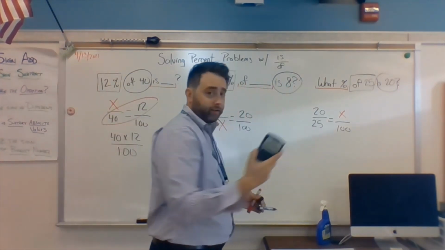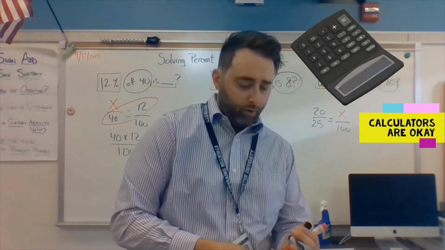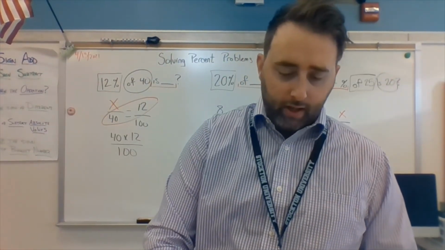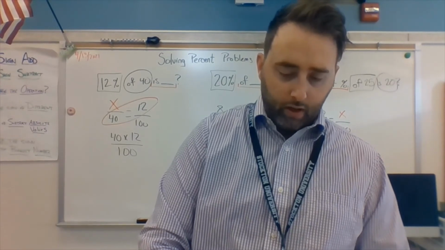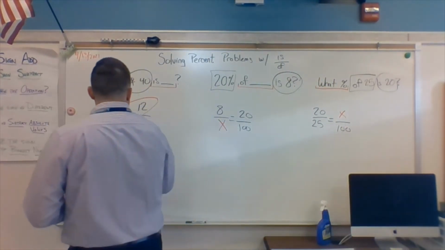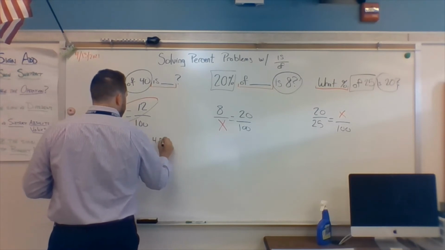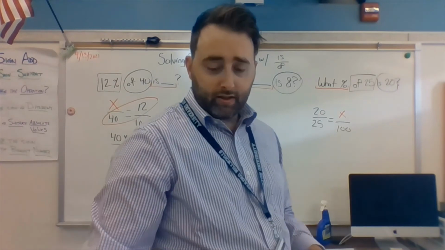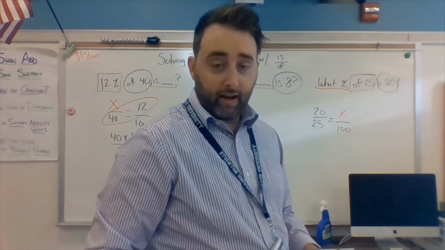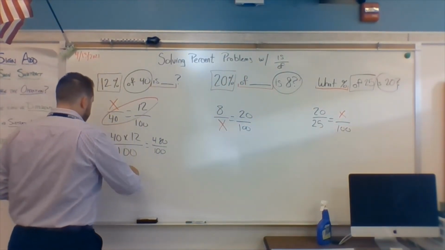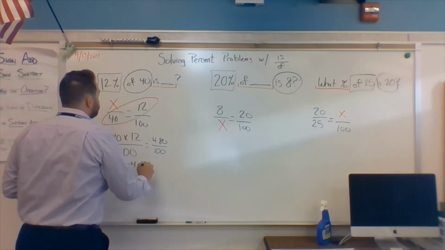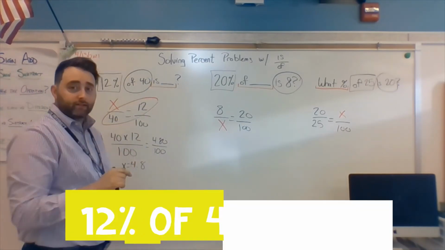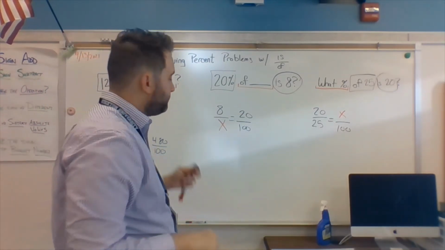I'm going to use my calculator. Yes, you're allowed to use calculator. We've progressed to that point in the math here where you're using calculators. Okay, so 40 times 12. That gets me 480. I have 480 over 100. To divide that, I end up with, I'm pretty sure it's going to be 4.8. And it is. So your x equals 4.8. So 12% of 40 is 4.8. That's your answer. Okay, let's do the other two.